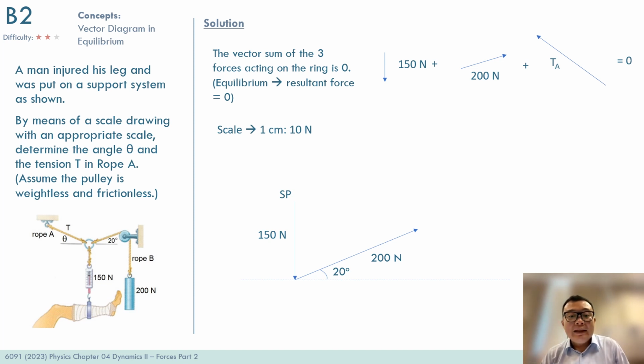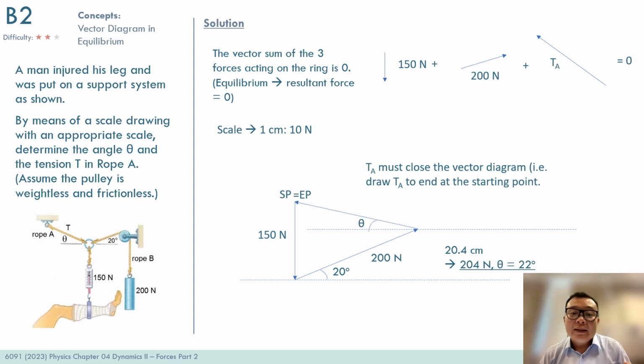And lastly, the tension force, which is the third vector to add, there's only one way to draw it because I must end this vector at the starting point. So that is how I can complete the vector diagram, by drawing a vector that ends at the starting point. And once you have done this, you can then measure the length of this vector and convert it to a force according to your scale.